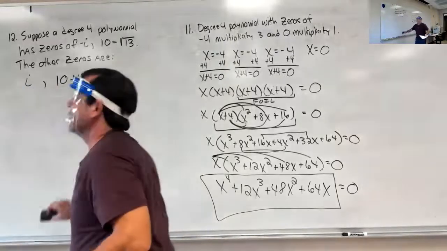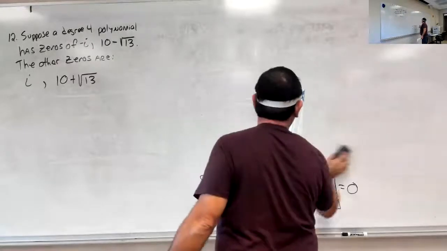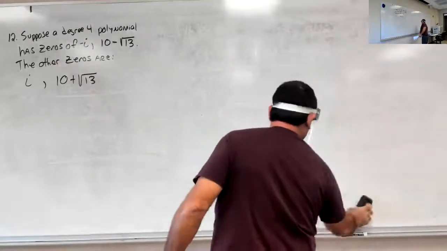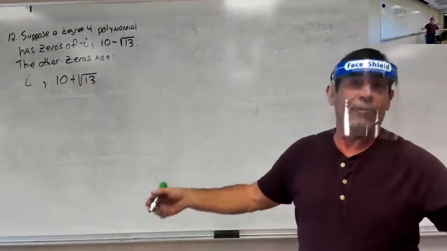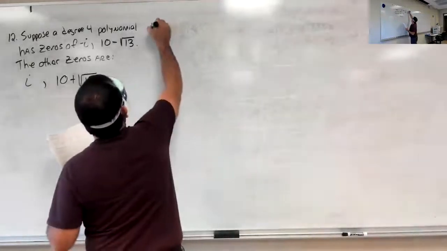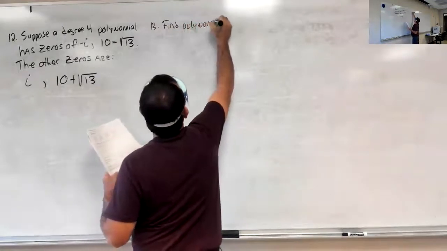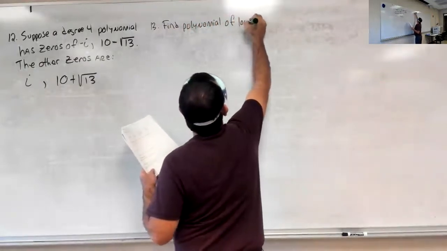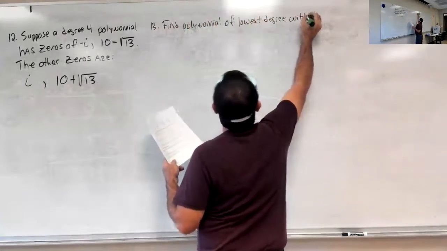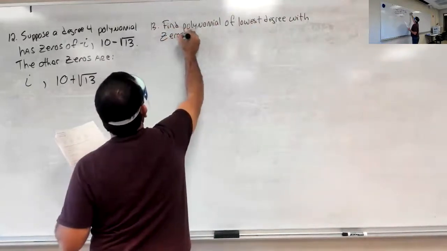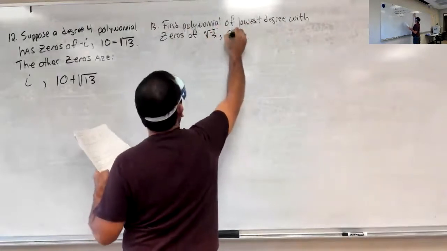So here's that other one I was telling you about. And they're sort of sneaky on this one because they don't really tell you the degree. They just said find a polynomial of lowest degree. So for 13, I'm going to find a polynomial of lowest degree with zeros of square root of 3 and 5i.